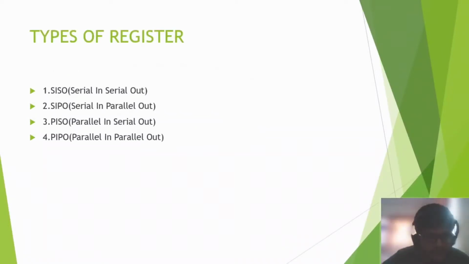simultaneously. So there are four types of registers. First is SISO, that is serial in, serial out. Second is SIPO, serial in, parallel out. Third is PISO, parallel in, serial out. And fourth is PIPO, parallel in and parallel out. For this video, we are only concerned with the fourth one, that is parallel in and parallel out.